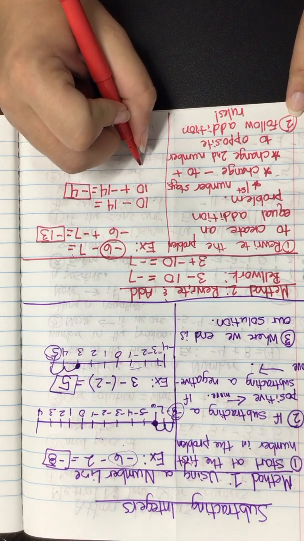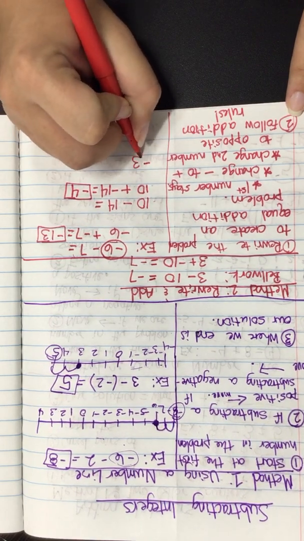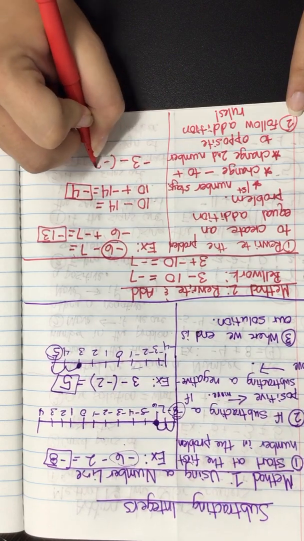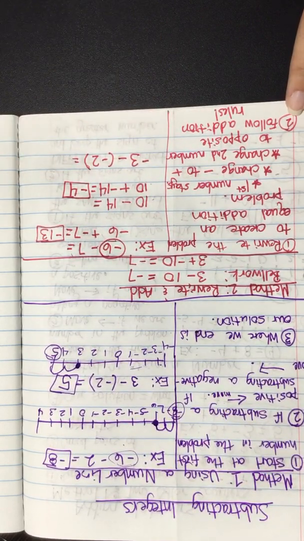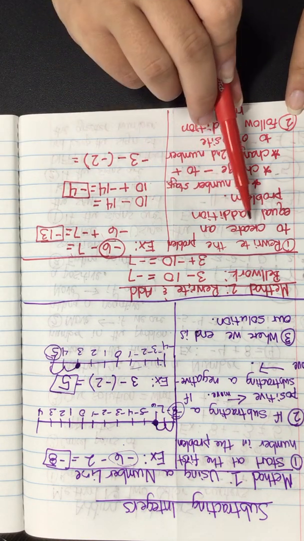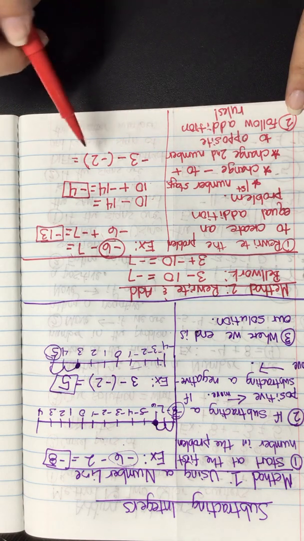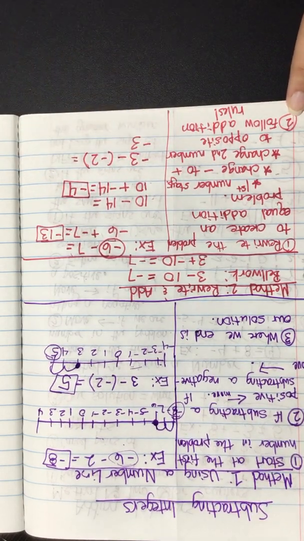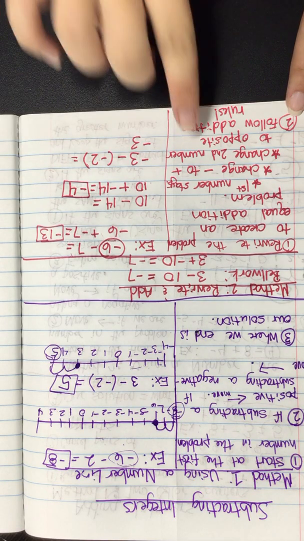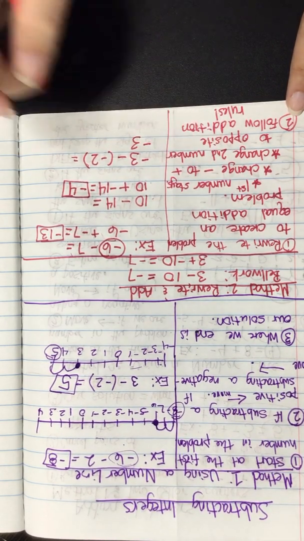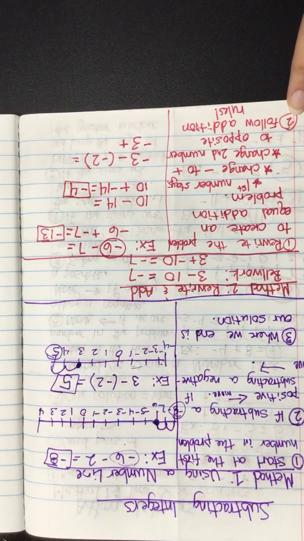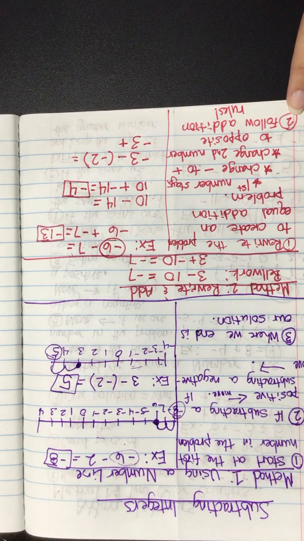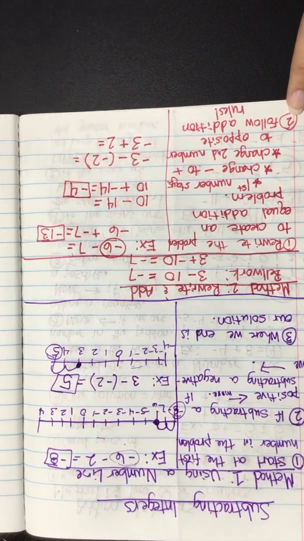Let's do one more. Negative 3 minus negative 2. That's a whole lot of negatives in there. So let's get rid of some of them. We're going to rewrite the problem to create an equal addition problem. Our first number stays the same. Negative 3 does not change. Our subtraction becomes addition. Our second number changes to its opposite. The opposite of negative 2 is positive 2.